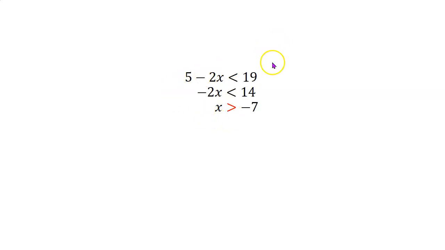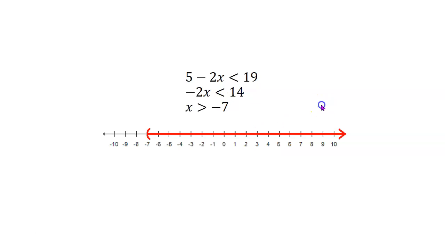If we want the inequality that we started with, 5 minus 2x is less than 19, to be true, the number we put in for x has to be greater than negative 7. We can show that graphically on the number line like this. These are all the numbers that are greater than negative 7. Everything to the right of negative 7 on the number line.